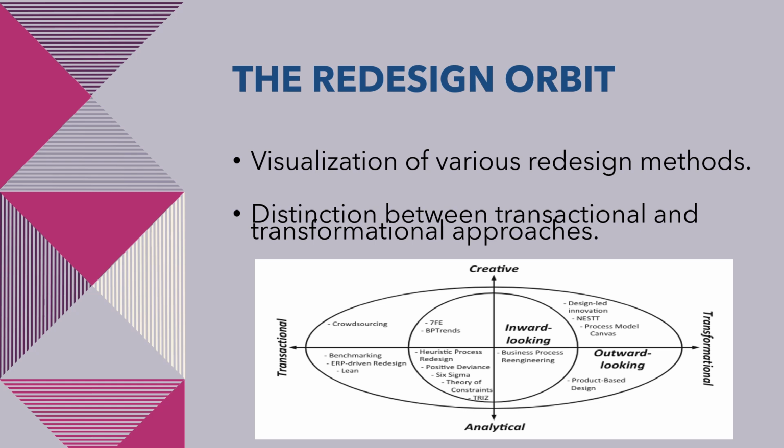So the company needs to decide what they need based on the requirements of the redesign process which they are going to do. So they have to choose either the transactional or the transformational approach through these techniques. For example, a company might use the redesign orbit to choose between implementing lean practices for gradual improvements or undertaking a full-scale BPR for a complete overhaul.